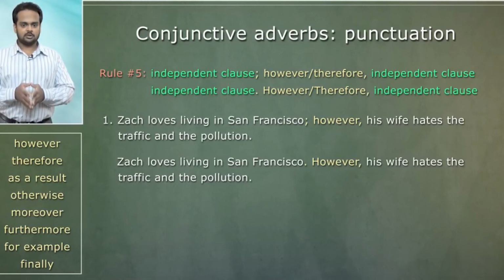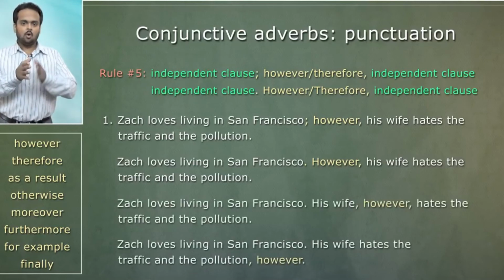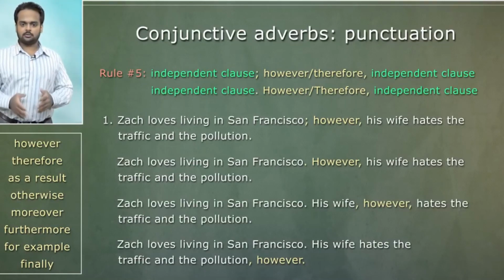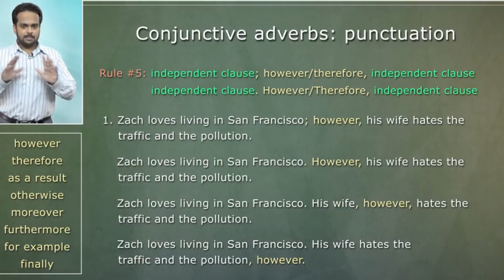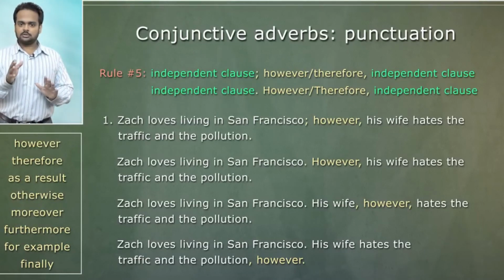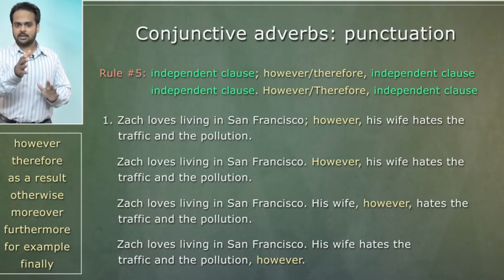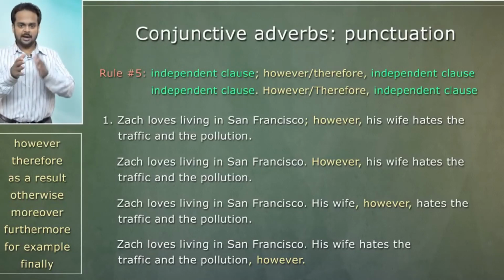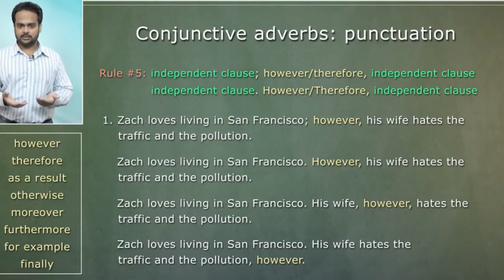Sometimes you will see the conjunctive adverb in the middle or end position like you see on the screen now. All of these mean the same thing. Notice that when however is in the middle, it is interrupting the sentence. So we put a comma before and after to make it easy to read.